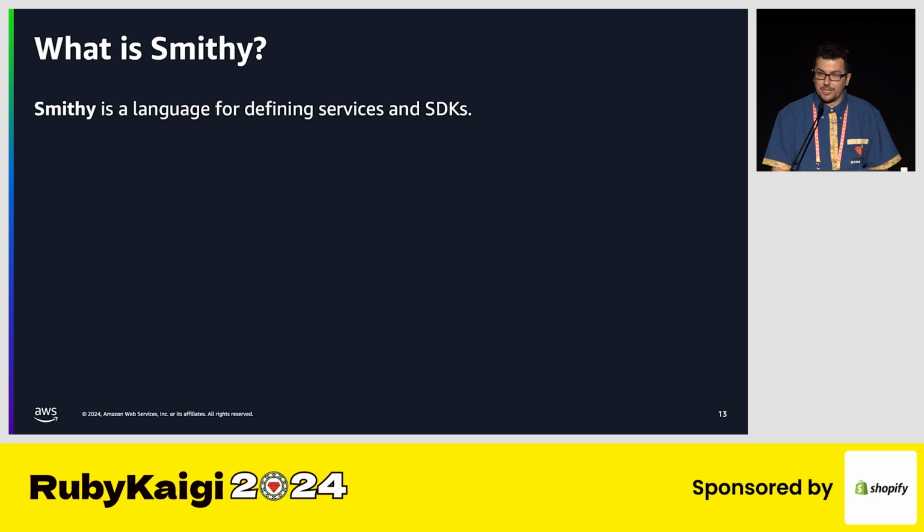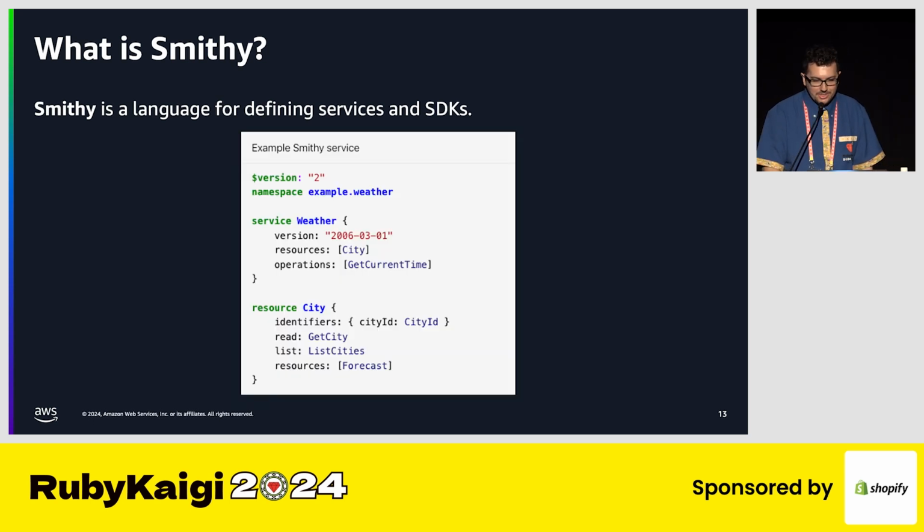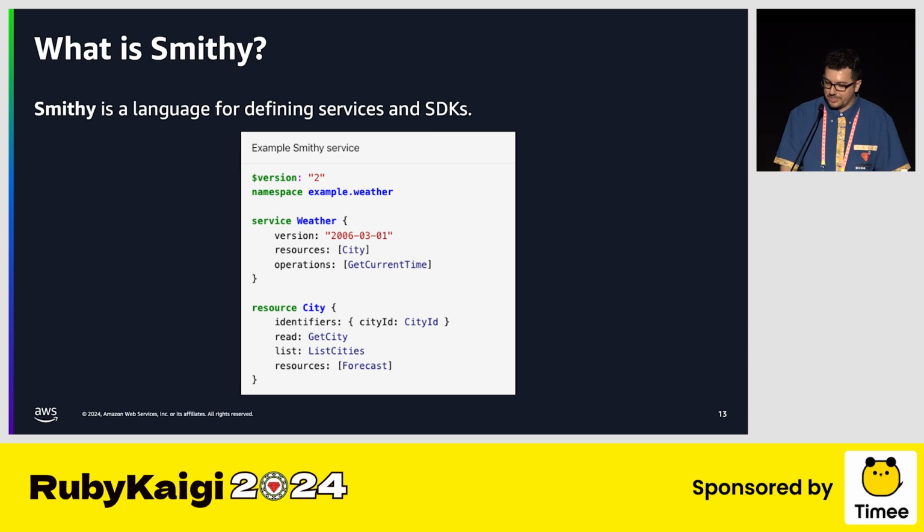Smithy is a language for defining services and SDKs. Smithy models are defined using shapes. Shapes are named data definitions that describe the structure of an API. So in this example, a weather service shape is defined, and it has a city resource shape. The city resource is a way of describing operations on a city shape, such as get city and list cities. There's also an additional operation called get current time.